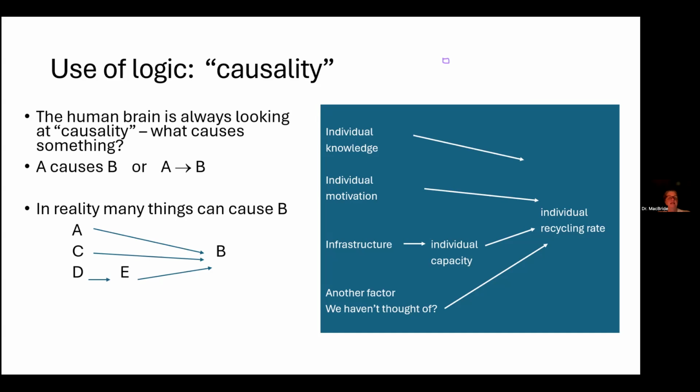Now, in reality, many things can cause B. And sometimes there can be intervening variables as well. So something might not directly cause B, but it's going to cause E, which will cause B, right? That's what this general diagram shows. And of course, social complexity in reality is so complex that we never can fully list out all of the causal factors. So we want to be looking at the major causal factors.